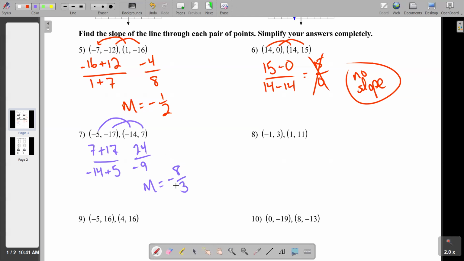Okay. On question number 8, fourth verse, same as the first. We're doing the same thing again. This is 11 minus 3. And on the bottom is 1 plus 1. That's just the setup. And then on the top, I get 8. And on the bottom, I get 2. And 8 divided by 2 is 4. We perfect so far?